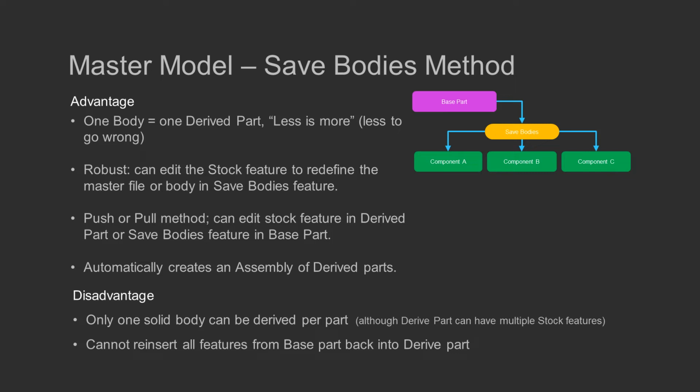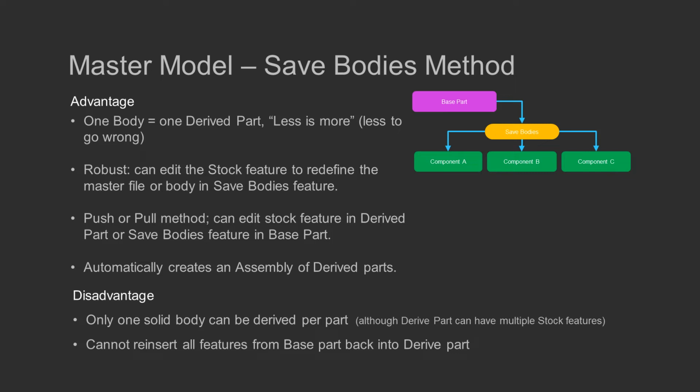The disadvantage over the others is that it really only derives out a solid body from our body, a solid body or surface body from that single solid body. And I stand corrected there, actually. It only derives out a solid. It cannot derive out a surface. And you cannot reinsert all the features from a base part back into the derived part like you can with insert part. Although I think that's really an edge case, and I don't find a lot of reason for doing that.